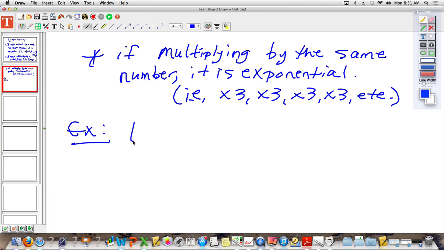let's say you have the sequence 1, 4, 7, 10, 13, etc.